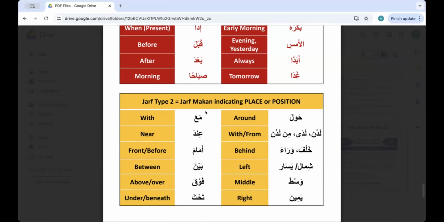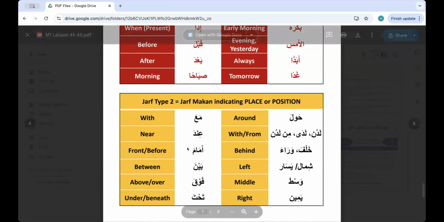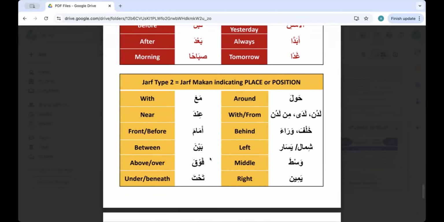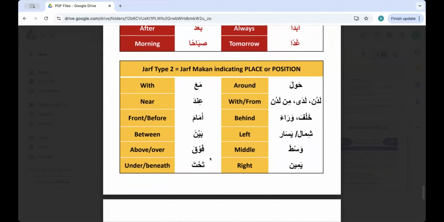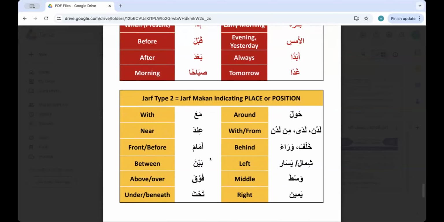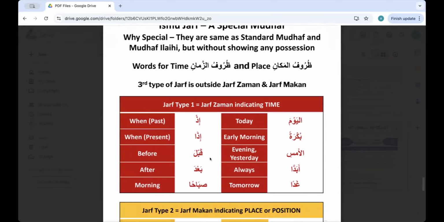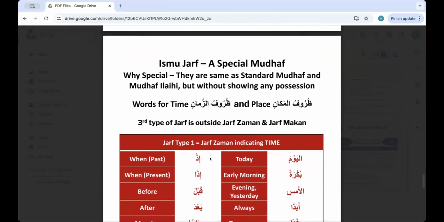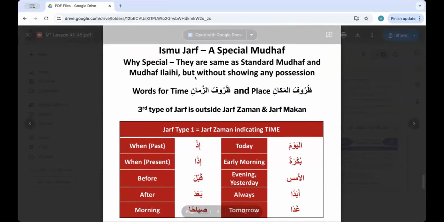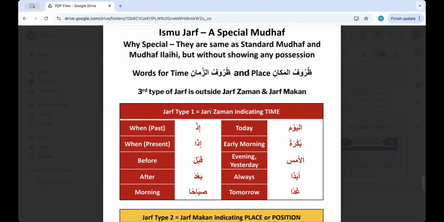So Hawla is around. Ladun, Lada, with, from. Amama, Wara'a, Shimal, Yasar, Yamini, Ma'a, Inda, Baina, Fauqa, Tahta. These are all special mudaf. Like I said, they don't show any possession.